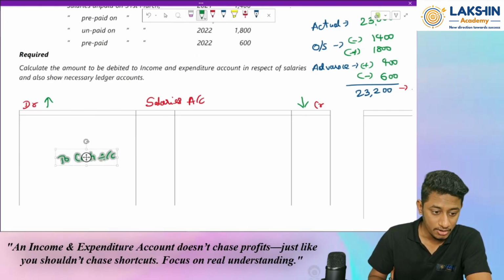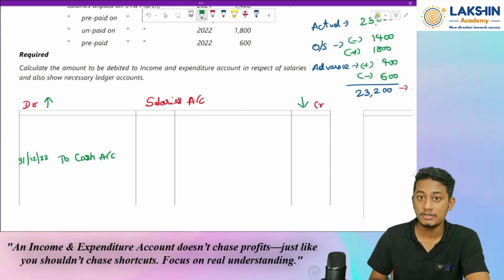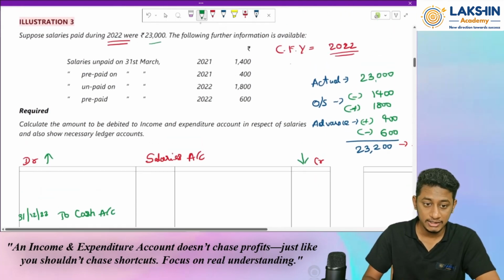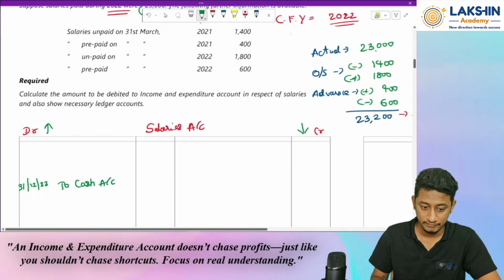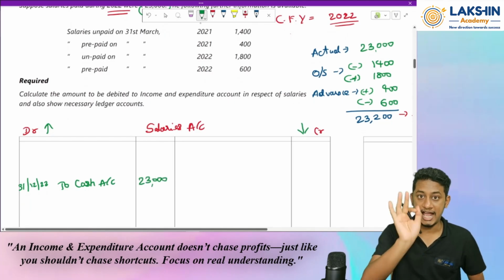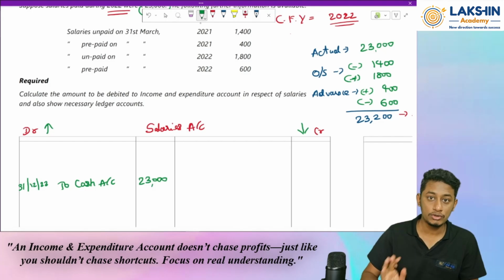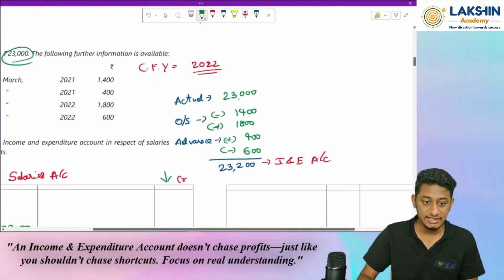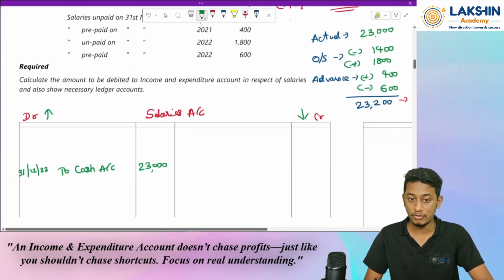So when is this paid? On 31st of December 22. The total amount has been paid. Of rupees how much? 23,000 rupees. This was the actual amount paid, right? It is the actual amount that has gone through the cash account. So that's why in my receipts and payments account I am taking rupees 20,000 only.